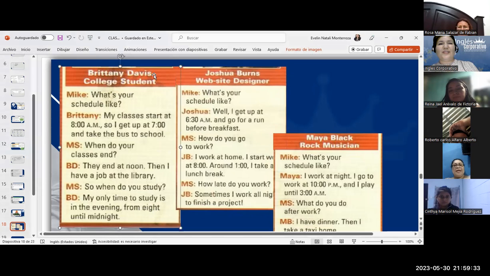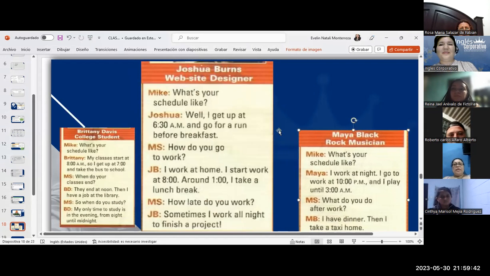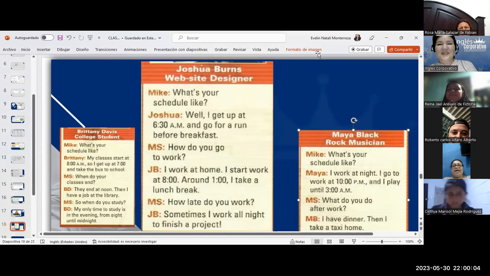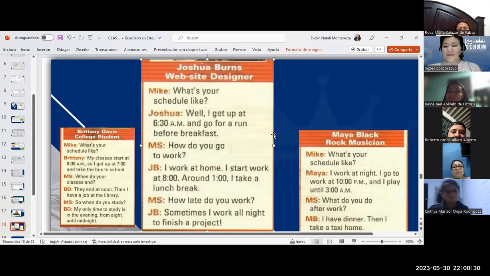What's your schedule like? Well, I get up at 6:30 a.m. and go for a run before breakfast. How do you go to work? I work at home and start work at 8. Around 1, I take a lunch break. How late do you work? Sometimes I work at night to finish a project.